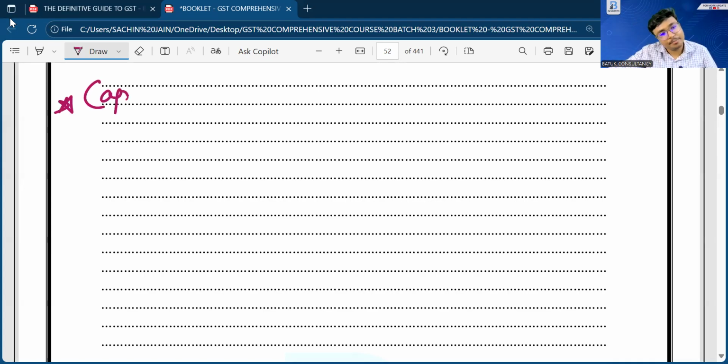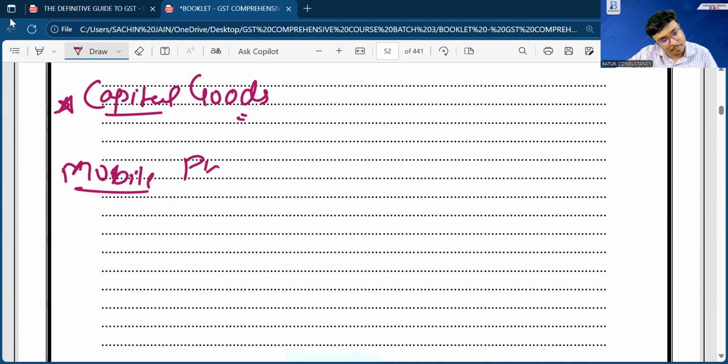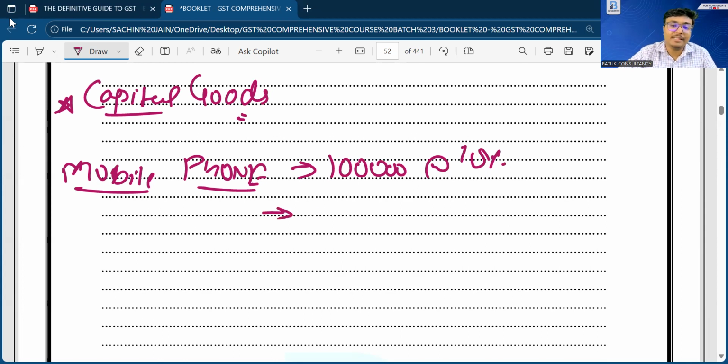Next, one common point from the capital goods perspective. Regarding ITC, we'll discuss later on. But from the capital goods perspective, suppose I have bought one mobile phone. Okay. The price is suppose 1 lakh rupees, GST at the rate of 18%. So the total price of the phone is 1,18,000 rupees. In that case, we are claiming the input tax credit of 18,000 rupees in our books of accounts.